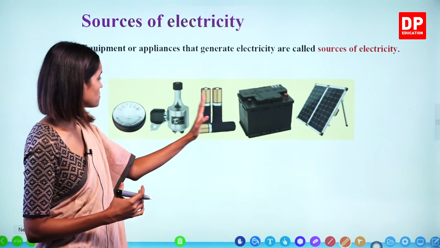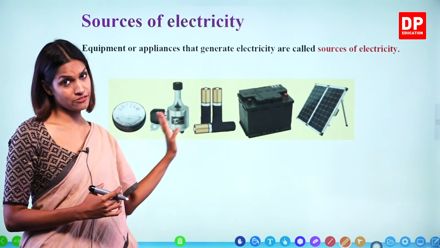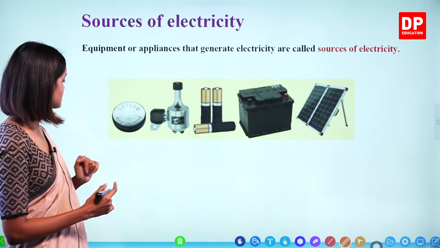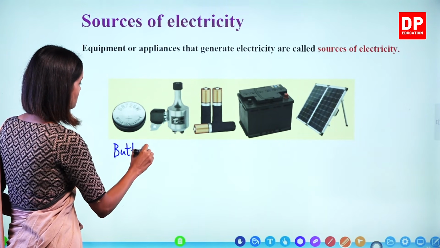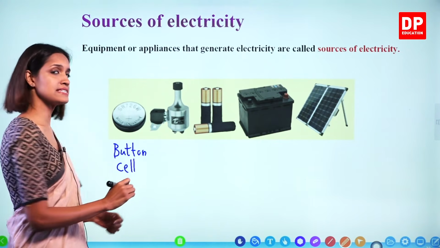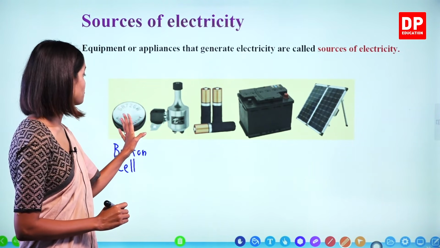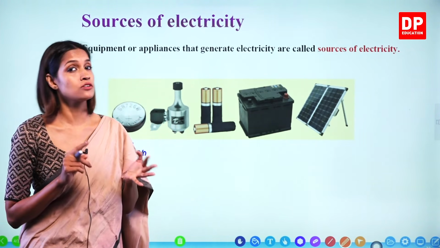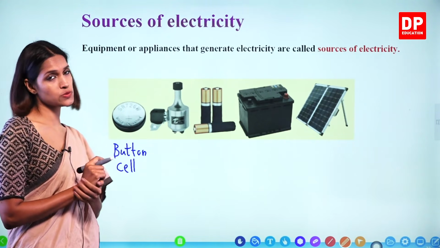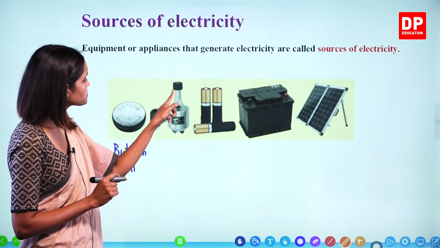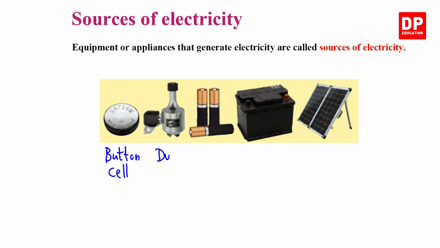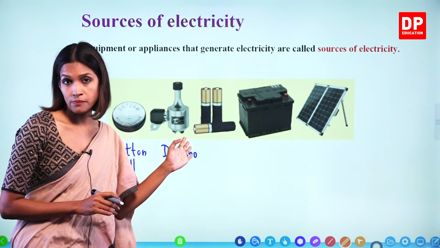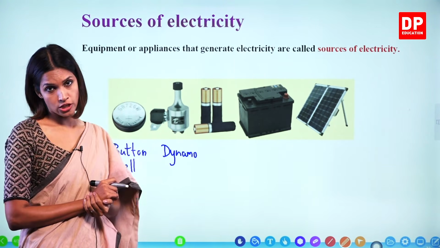Look at this picture. Only some equipment is given here. Look at what is this. This is a button cell. Button cells can be found in some calculators, in wristwatches. What is this? You must have seen this one. This is a small dynamo. Where can we use dynamo? In bicycles. Even in hydropower plants, we can see different types of dynamos.